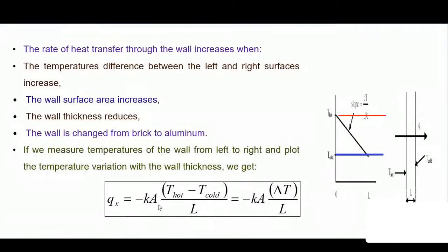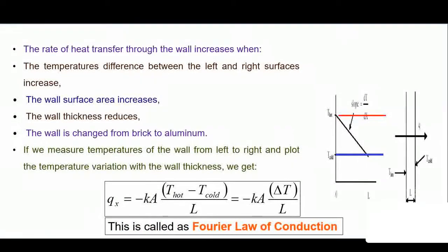If we combine all these together, you will get a simple equation: Q = -kA ΔT/L, where k is the thermal conductivity, A is the area, ΔT is the difference in the temperature of the two sides of the wall, and L is the thickness of the wall. You may ask me why this negative sign is there. Let us see it in the next slide. This is called Fourier's law of conduction.